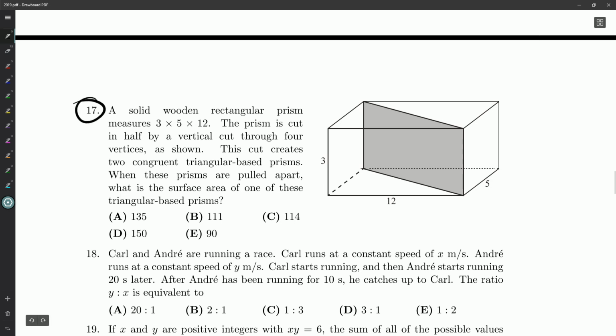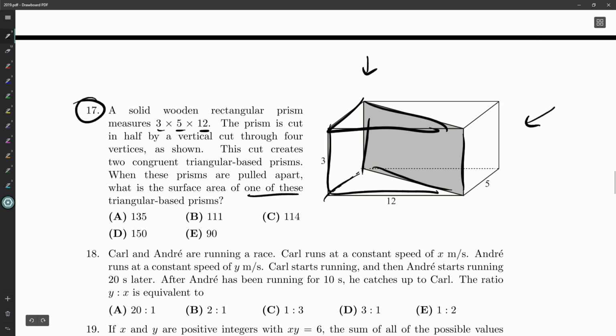In this video, we're looking at question 17 on our grade 10 Cayley contest. A solid wooden rectangular prism measures 3 by 5 by 12. The prism is cut in half by a vertical cut through 4 of the vertices as shown. This cut creates two congruent triangular-based prisms. This one over here, and then a similar one over on that side. When these prisms are pulled apart, what is the surface area of one of these triangular-based prisms?